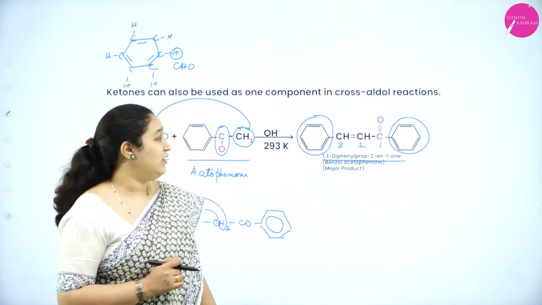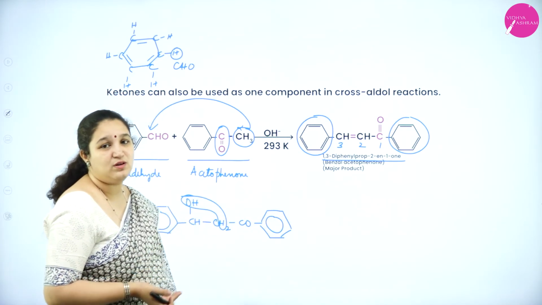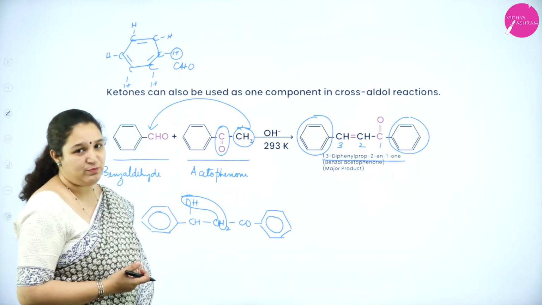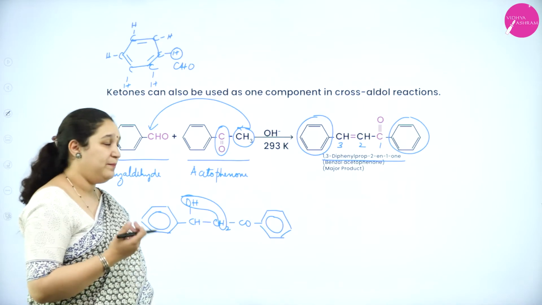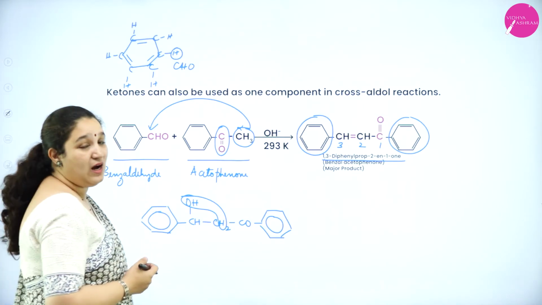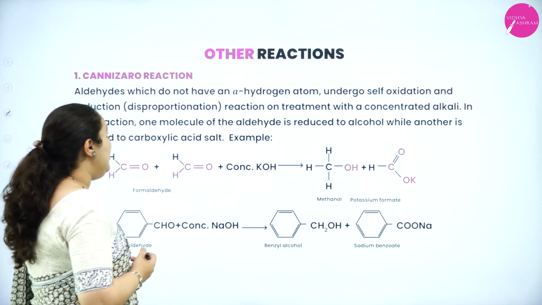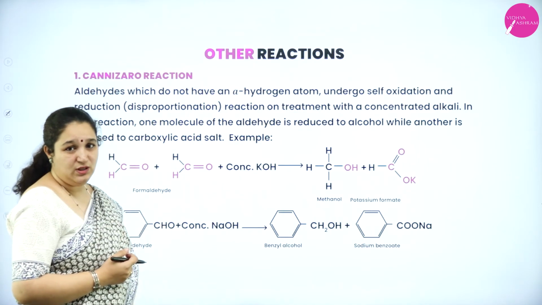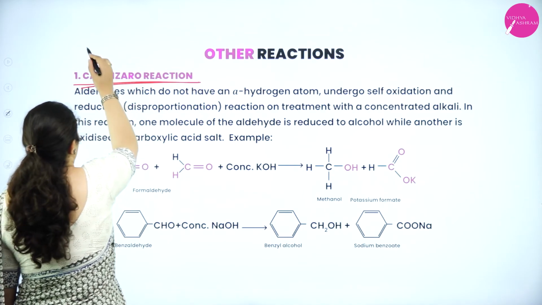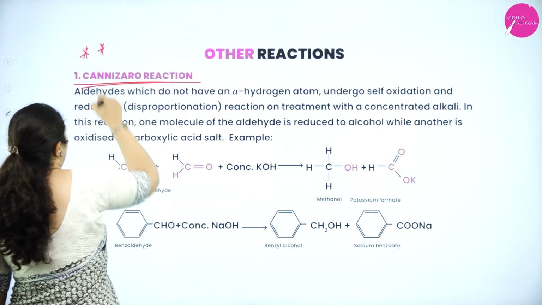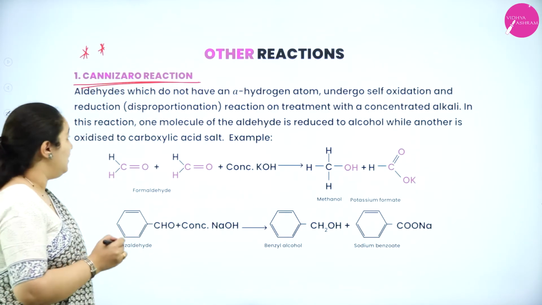Okay. So here you get only one product, not many other byproducts. So this is the major product which you need to know. Okay. So that's about the cross aldol condensation. Next, the other reactions we shall learn. Under that, the first one we have is the Cannizzaro reaction. Again, a very important reaction.